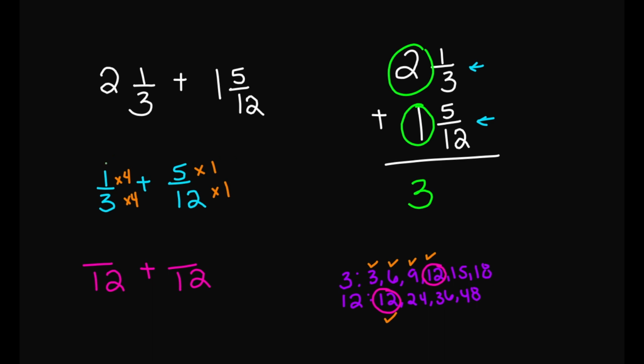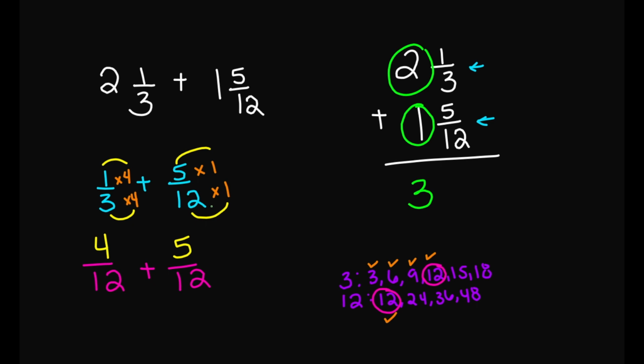Now we're going to multiply. So we have 1 times 4. This is going to equal 4. And then we have 3 times 4. This is 12. We already have that in my denominator, so that's perfect. Next, we have 5 times 1. This is 5. And then we have 12 times 1 is 12. And we already have that in my denominator, so that's perfect.